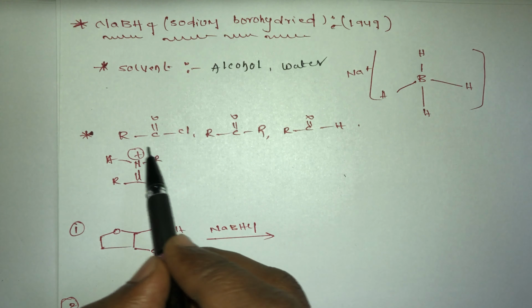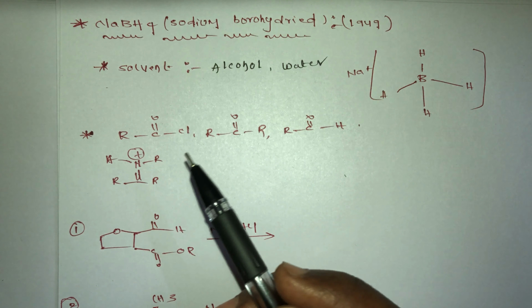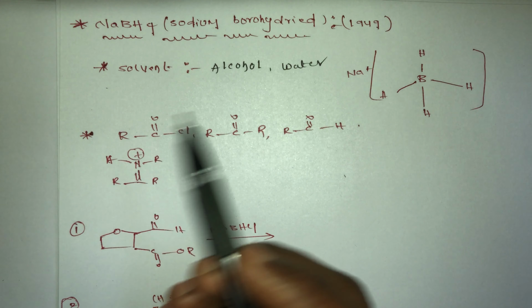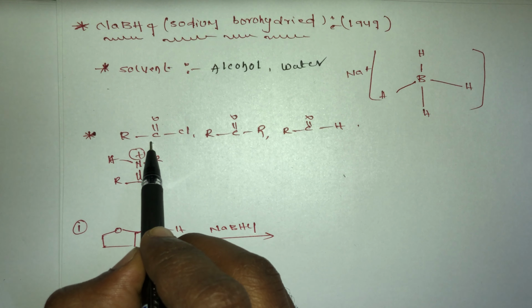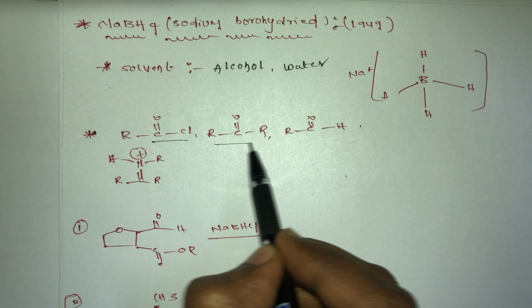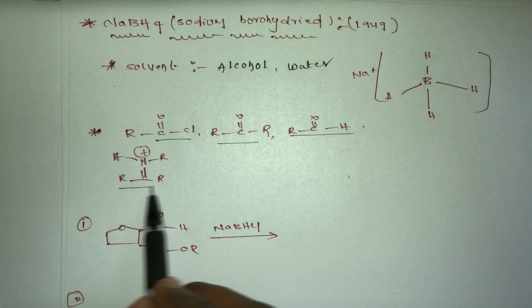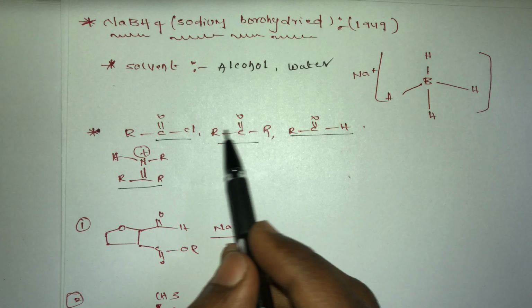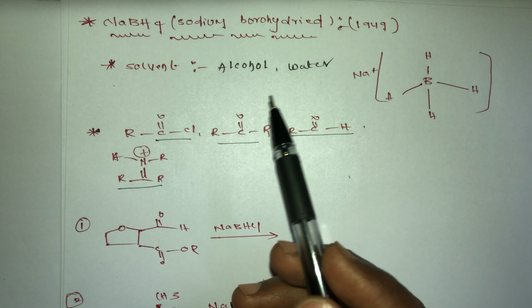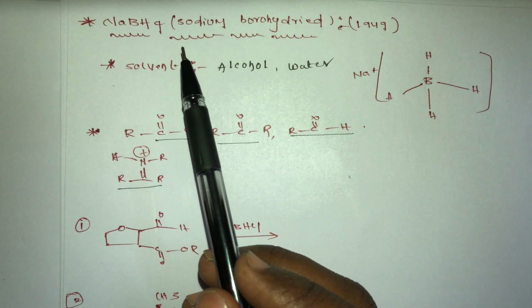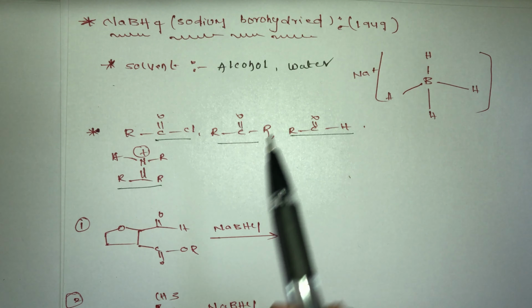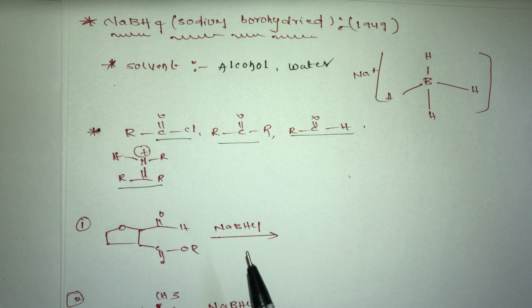So see, in sodium borohydride, what are the groups it is going to reduce? Acid chlorides, ketones, aldehydes and nitrogen-containing groups. So these four groups will be reduced when sodium borohydride is used. The main purpose of sodium borohydride is selective reduction of carbonyl compounds, right?